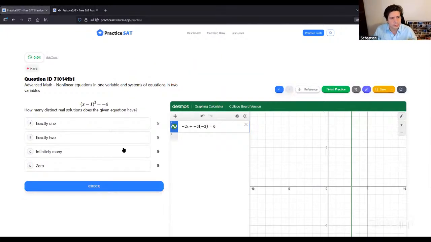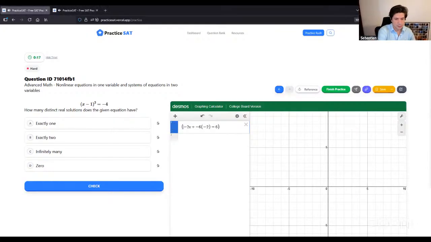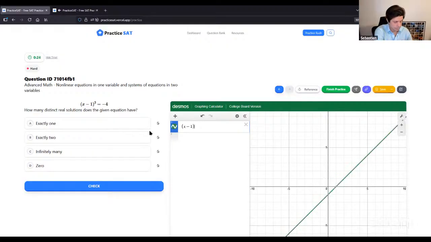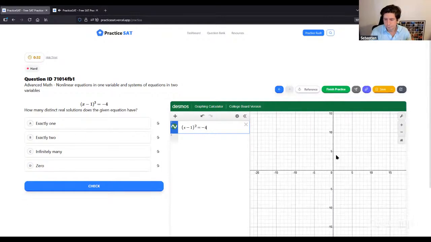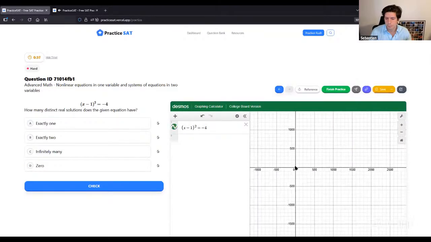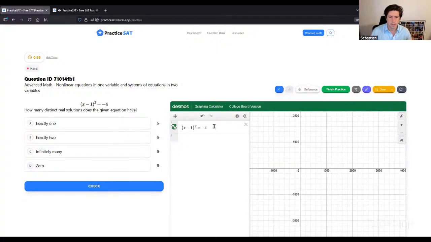All right, let's see this one. Advanced math, nonlinear equations in one variable, and systems of equations in two variables. How many distinct real solutions does the equation given have? There's a lot of ways to do this, but we could just plug it in and see. It should be 2 equations, but let's find out. Let's move it over actually.